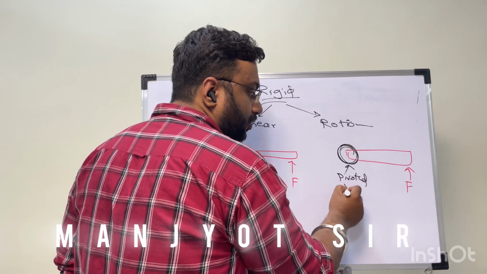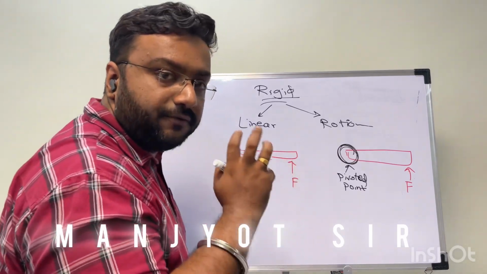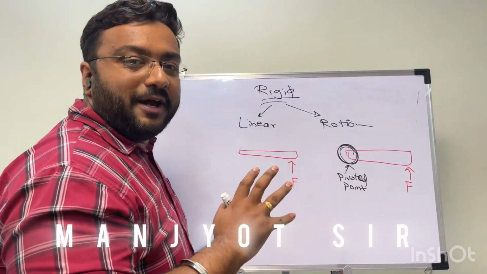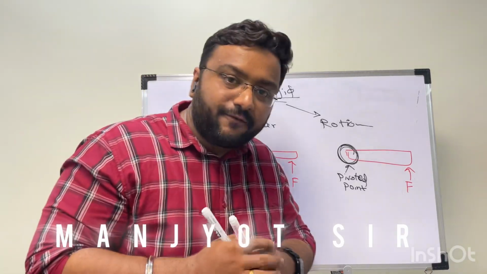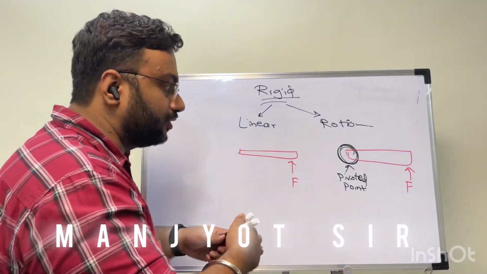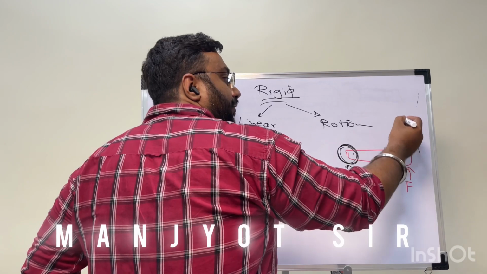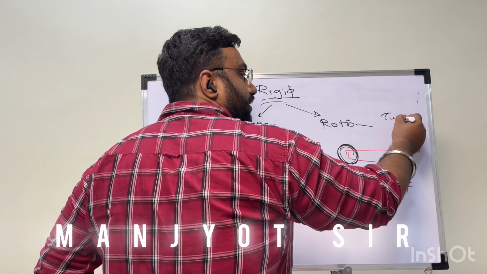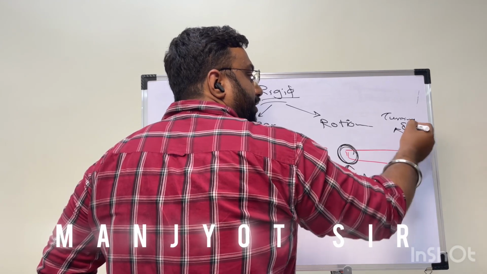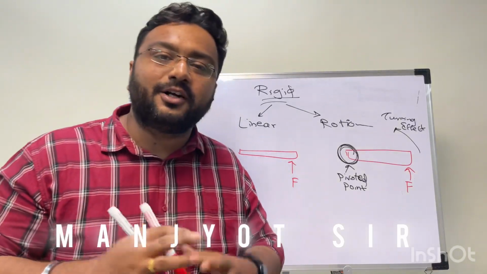Remember, very important. So what is a pivoted point? It is nothing but the fixed point. The fixed point on which the rigid body is fixed is called the pivoted point. So here, if you observe, I have fixed that rigid body on the pivoted point and then I apply force. So this body will start rotating. We get a very special effect which is called turning effect. We get this turning effect because of the pivoted point and the force which I apply. So this is nothing but rotational motion.